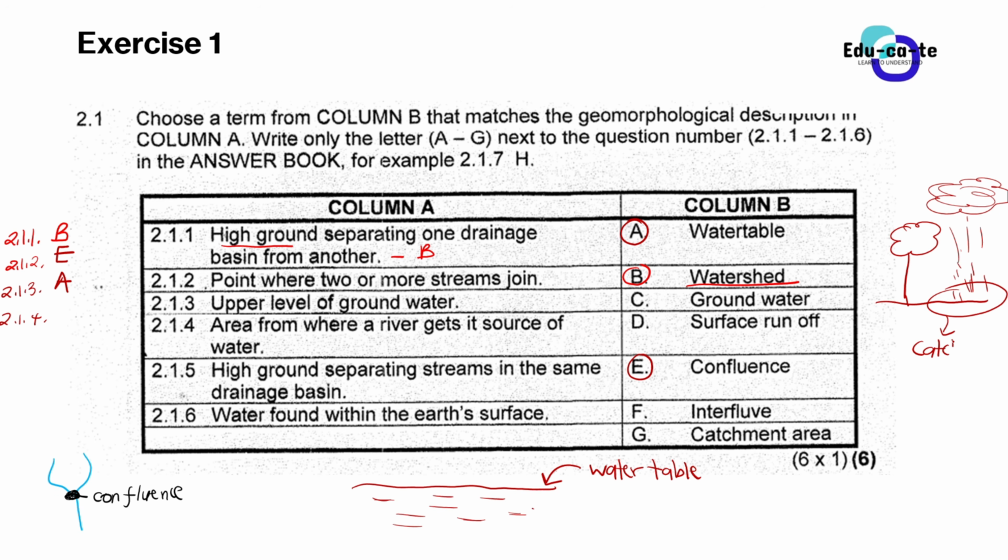So the catchment area is basically the source, or that is where the water from the rain collects. That is where the water reaches the level of the ground. So the point where the water actually pours out here is known as a catchment area. So here, they said what is the area from where a river gets its source of water? It is known as a catchment area. In this case, that is letter G. So we're just going to write G.